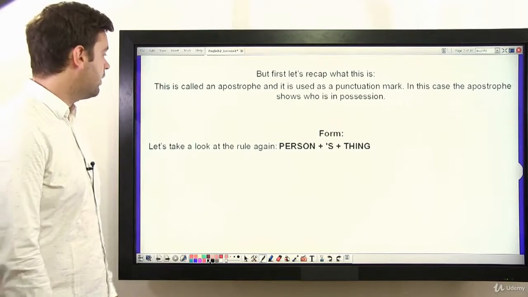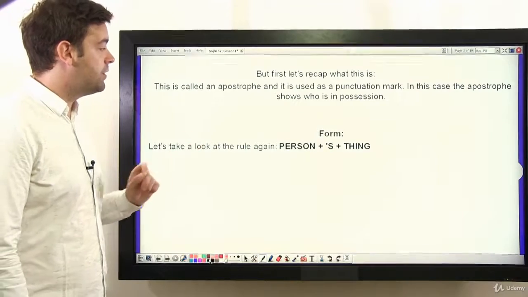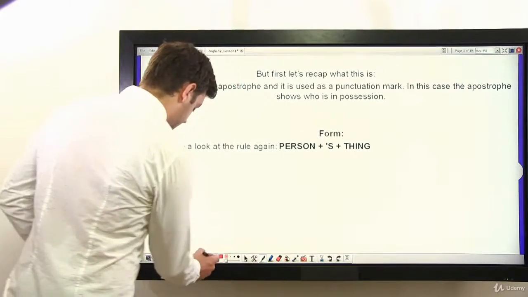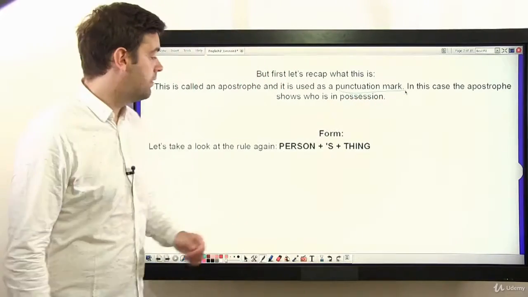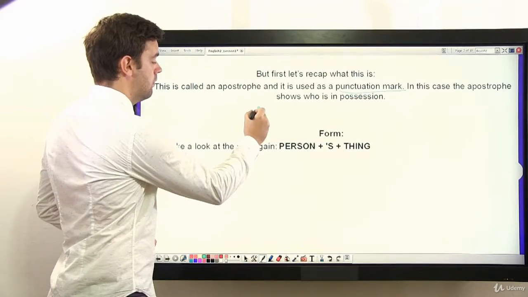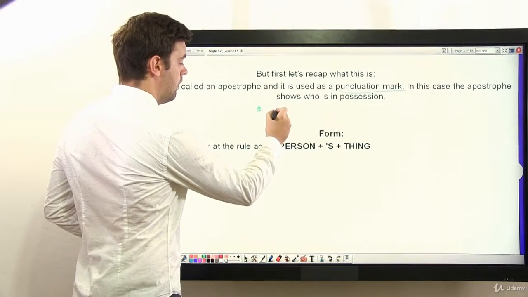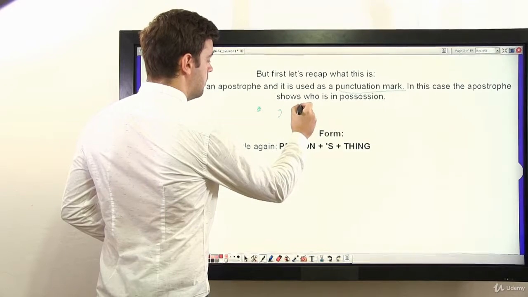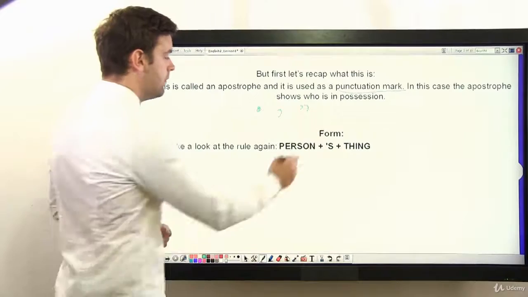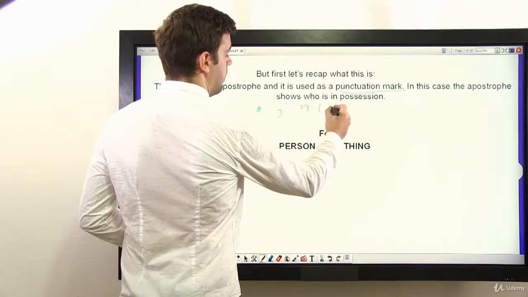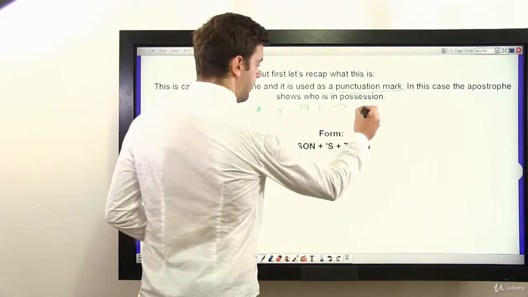Okay, so let's have a look and see what the apostrophe is and how to use it. Well, the apostrophe is used as a punctuation mark, okay? A punctuation mark, such as a full stop, comma, speech marks, exclamation mark, question mark, and of course, apostrophe.